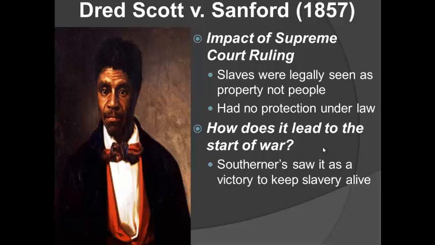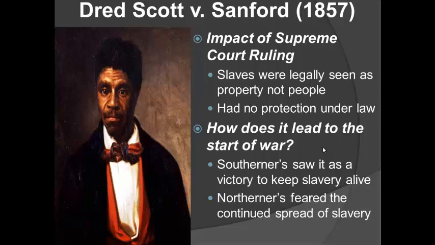Absolutely. So the question, though, is how does this lead to war as well? Well, Southerners saw it as a victory to keep slavery alive, kind of being vindicated with the Constitution saying that slaves were not humans. They were seen really as property, and they were not given rights. Northerners feared that a continued spread of slavery would happen as we continued to move west and really just entrench or strengthen the institution of slavery in the United States.